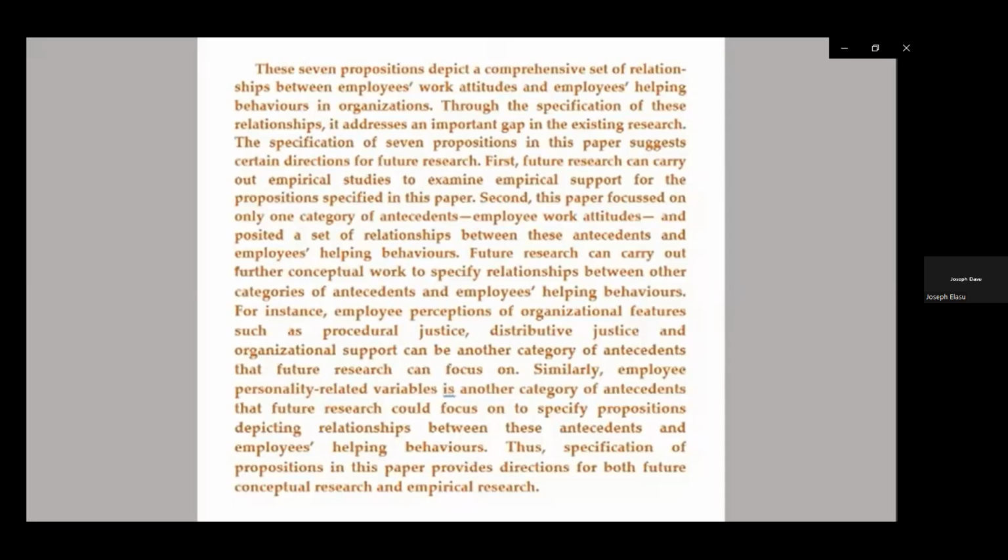For instance, employees' perception of organizational features such as procedural justice, distributive justice, and organizational support can be another category of antecedents that future research can focus on. Similarly, employee personality-related variables is another category of antecedents that future research could focus on to specify propositions depicting relationships between these antecedents and employees' helping behaviors. That specification of propositions in this paper provides direction for both future conceptual research and empirical research.